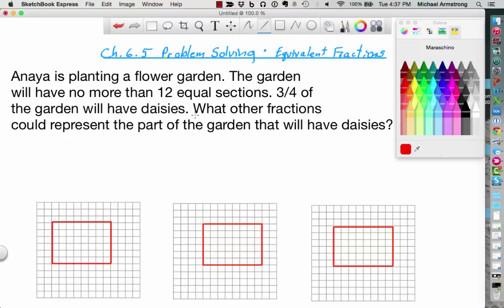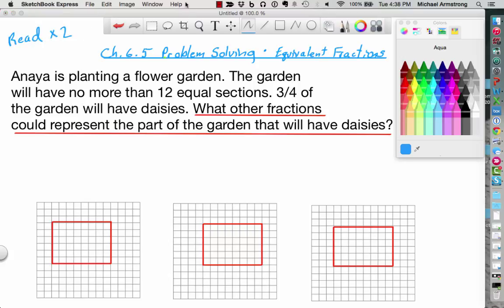This "what" word looks like a question word. What other fractions could represent the part of the garden that has daisies? Okay, so we're problem solving, but we can't just start there. If we start with the question, we're not going to have enough information. There's other information that's important too. So you just have to read the question, and I would suggest reading it at least two times. Read it twice.